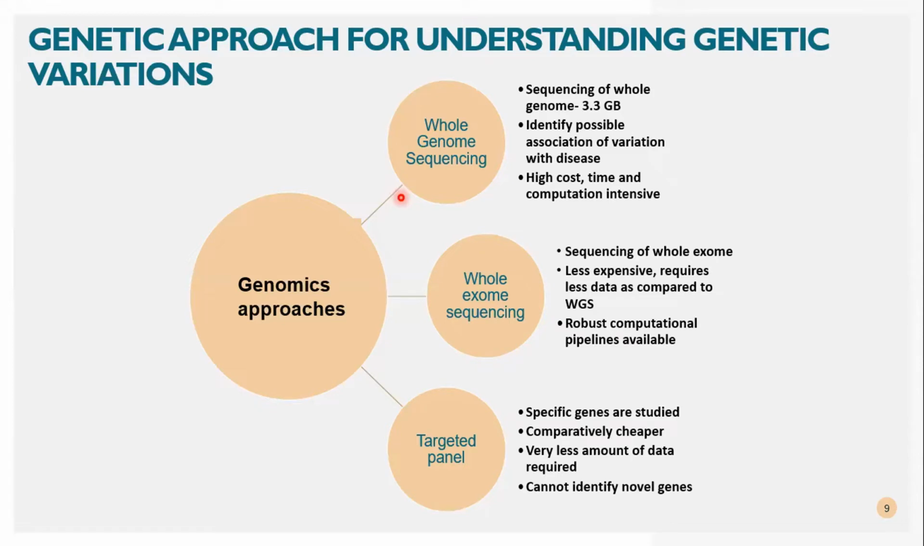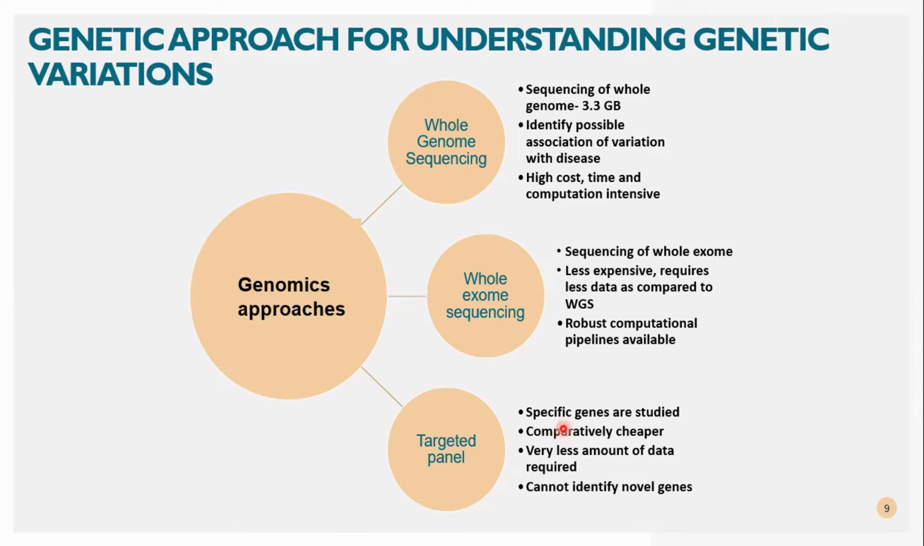When you do whole genome sequencing, it means you are sequencing the whole genome. The second approach is whole exome sequencing, which covers smaller fragments. If you're talking about exome, you are sequencing just 2% of the whole human genome, which is basically the coding regions. And the third approach is a targeted panel, where you screen for some specific genes.